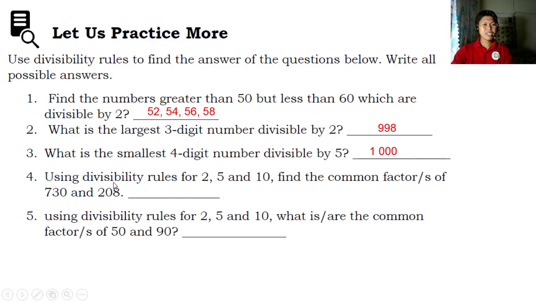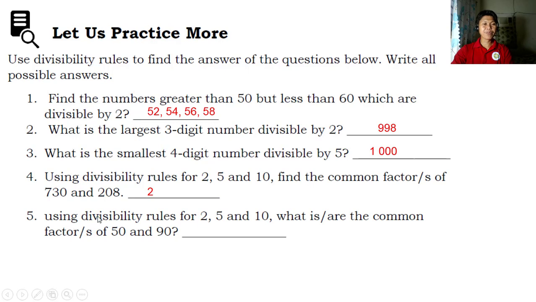Number 4, using divisibility rules for 2, 5, and 10, find the common factors of 730 and 208. So, ano yung common factors? Hindi pwede ang 5, hindi pwede sa 8. Yan. 10, hindi din pwede. So, ang correct answer, ang common factor lang is ang 2.